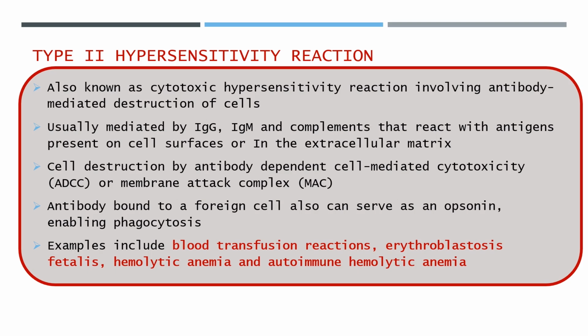It is believed that when target cells are coated by immunoglobulins, they become more predisposed to being phagocytosed, and that is why it's called antibody-dependent cell-mediated cytotoxicity. Examples of diseases that are type 2 hypersensitivity reaction include blood transfusion reaction, erythroblastosis fetalis, hemolytic anemia, and autoimmune anemia.